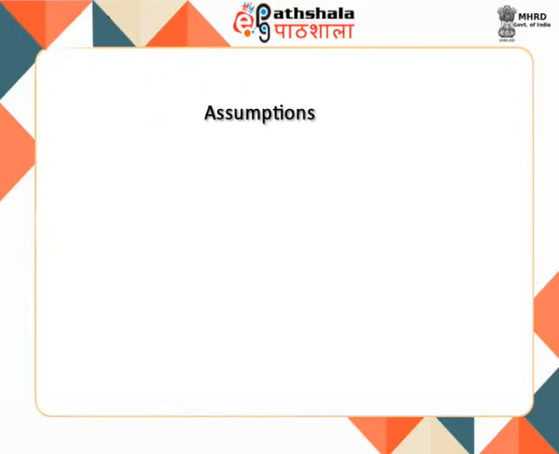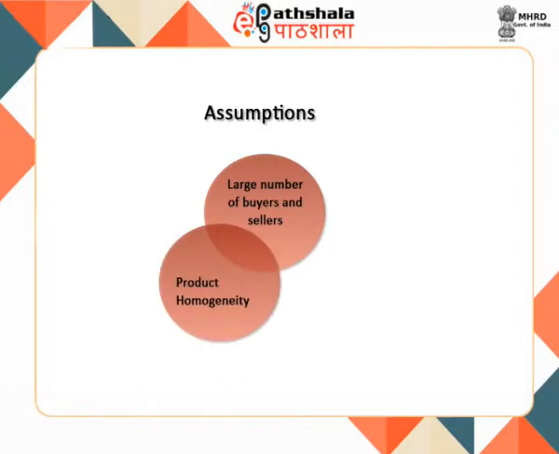Every market form has a set of working assumptions. There are three basic assumptions of a perfectly competitive market structure. It is assumed that there are a large number of buyers and sellers existing in the market. The product being sold in the market is assumed to be homogeneous across the firms. Moreover, free entry and exit of firms is assumed in this market. The assumptions are taken up in detail in the following slides.